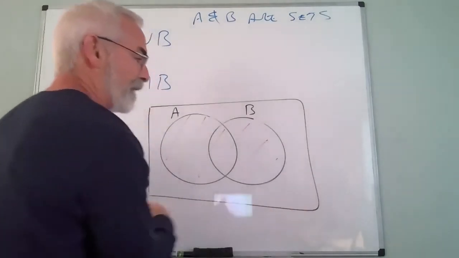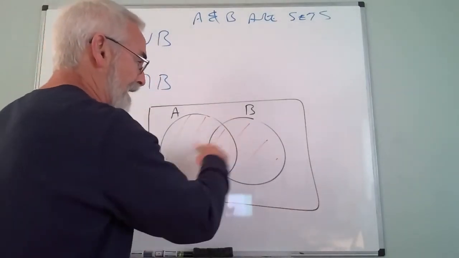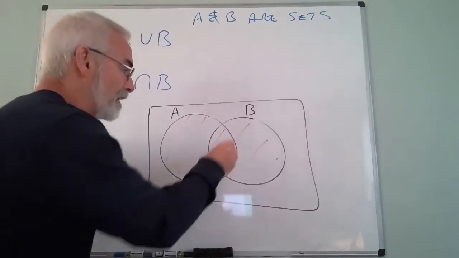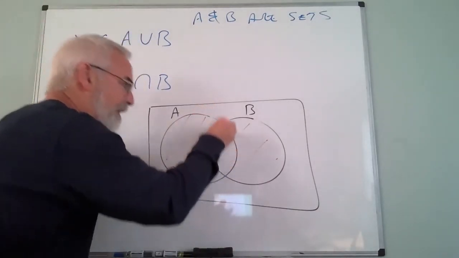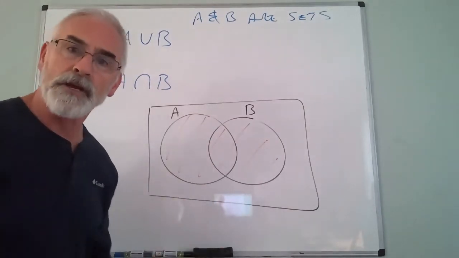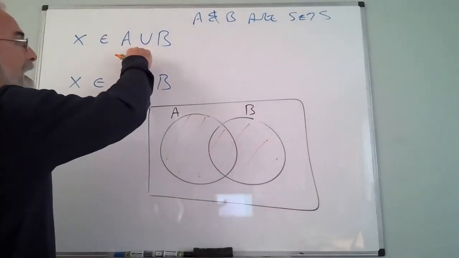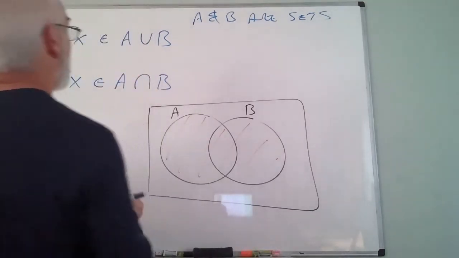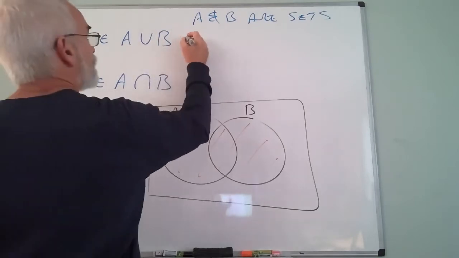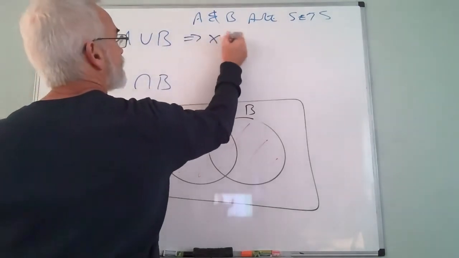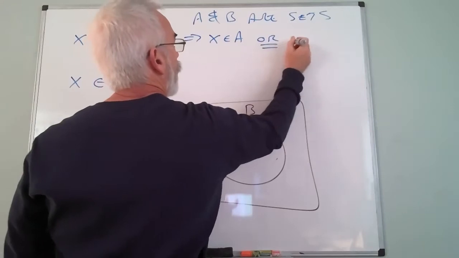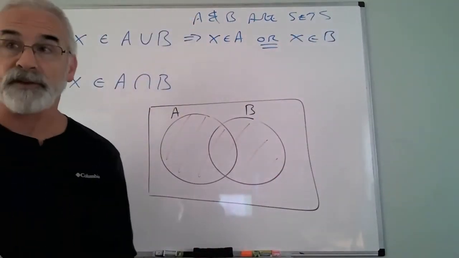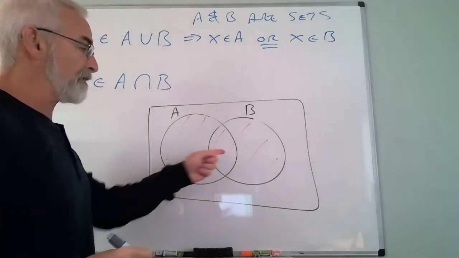This would be every outcome that is in A or B or both. That's probably a safer way to say it. A lot of folks get confused: do I count this or do I leave that out? Well, this says I'm in A or I'm in B or I'm in both. So X in A union B means X is in A or X is in B. It can be in both. There's nothing wrong with that, but it doesn't mean it's excluded from this.